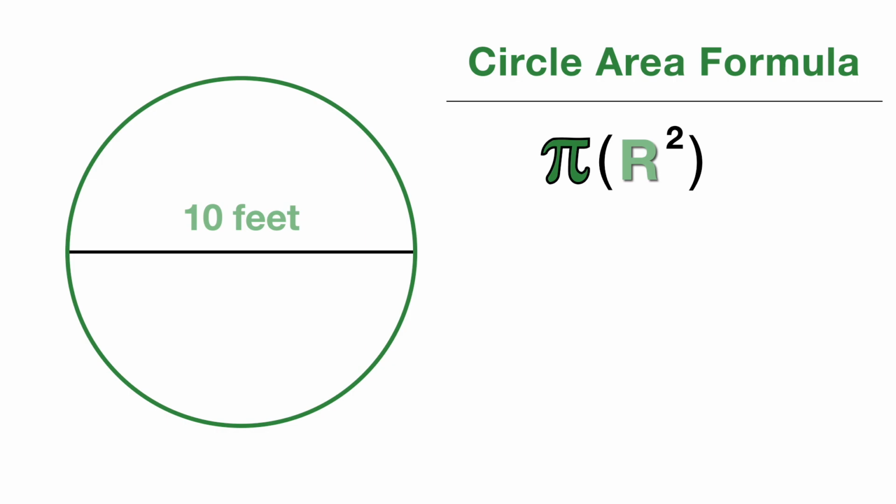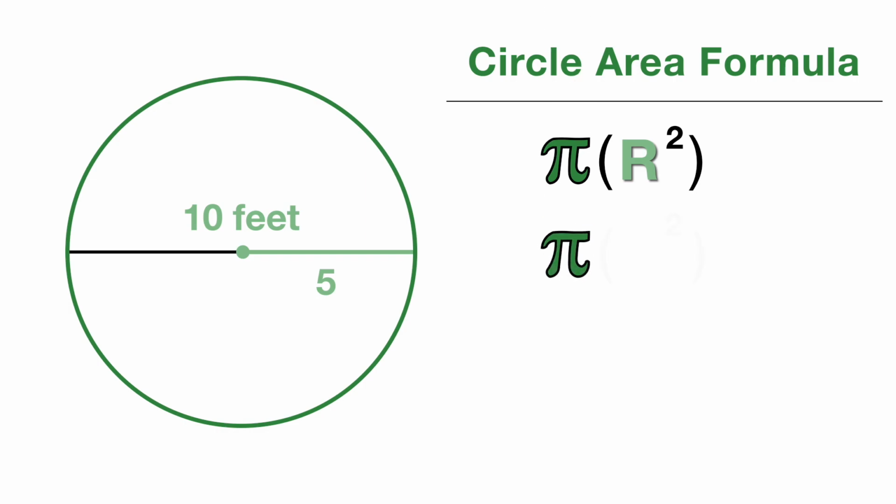Let's do one more, and let's say you have something like this where it gives you the distance all the way across the circle. Let's say it says 10 feet across the circle, but again, we don't need 10 feet. That's the diameter. We need to find the radius, and the radius is half of the diameter. So if it's 10 feet across, half the way across, or the radius, is 5. Now we have everything we need to know.